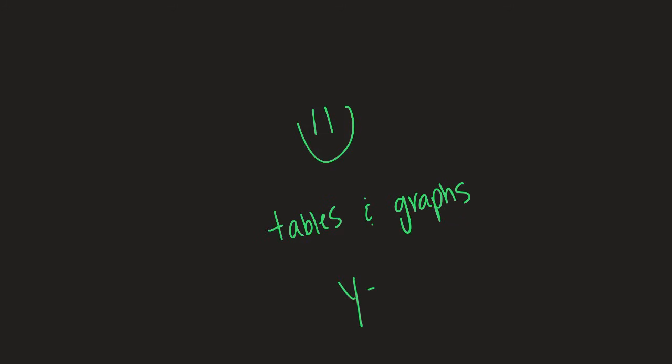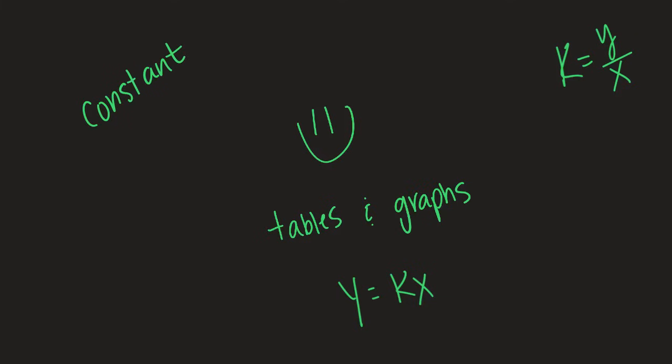I hope that this video has helped you practice using tables and using graphs with constant of proportionality, which is y equals kx. Remember, to get constant of proportionality, you take the y value divided by the x value. And if it's constant in all of the y's and the x's, then it is the constant of proportionality.